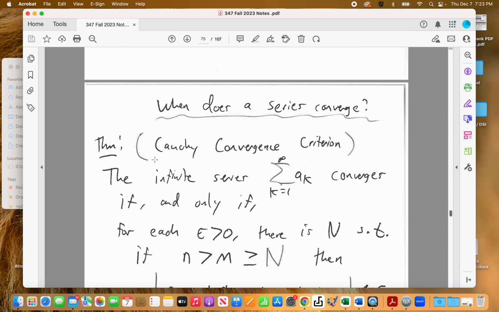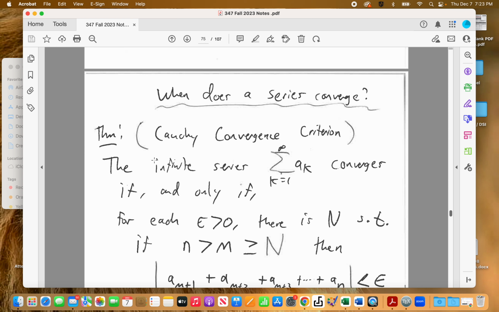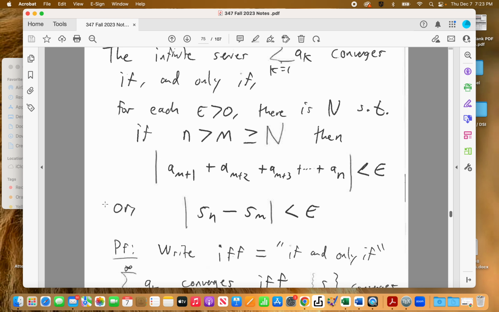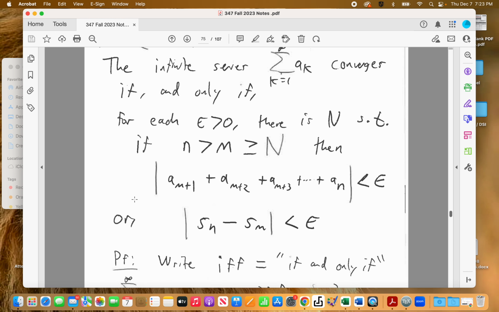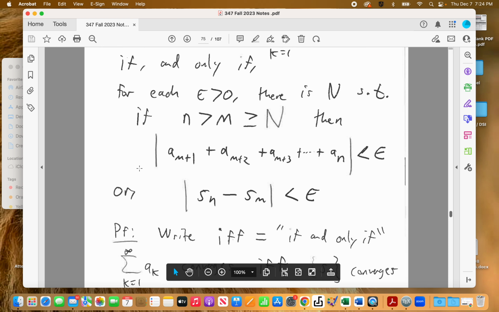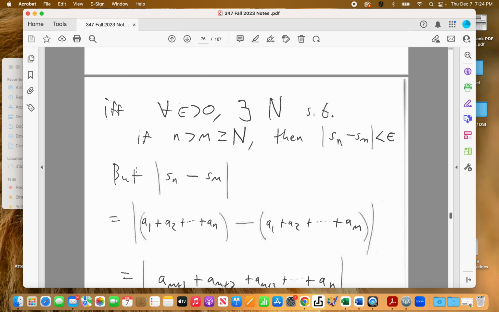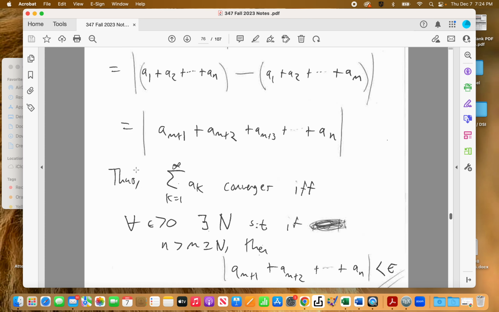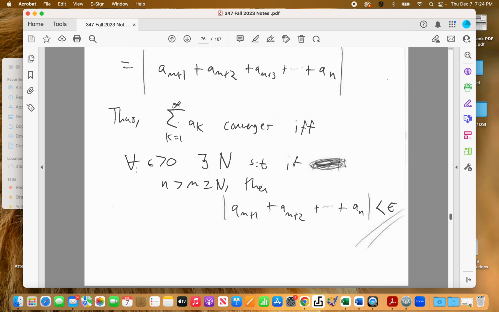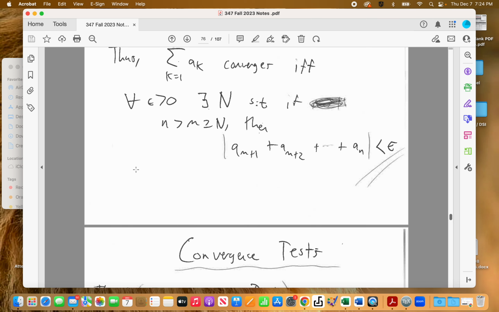Cauchy convergence criterion, great statement. Just a great statement. The series converges if and only if Sn minus Sm is less than epsilon. Not a bad proof either. If you do this if and only if business, this wasn't too bad. Really not bad at all. That's a nice one.